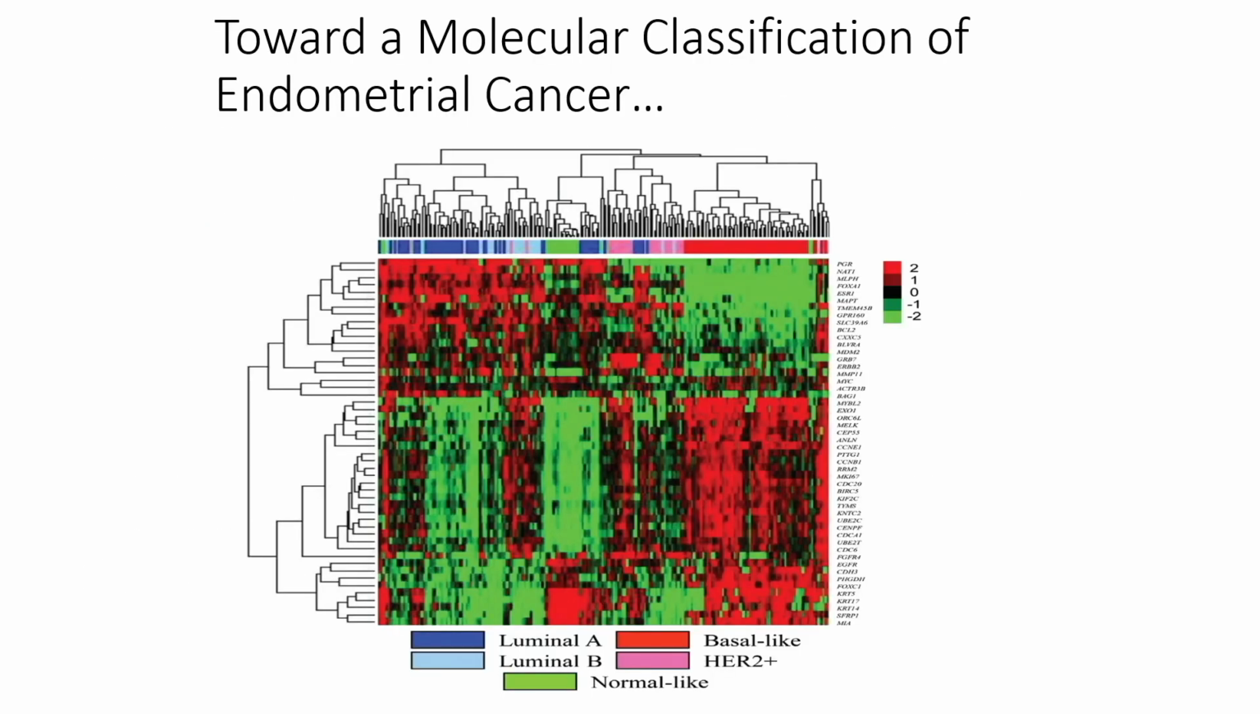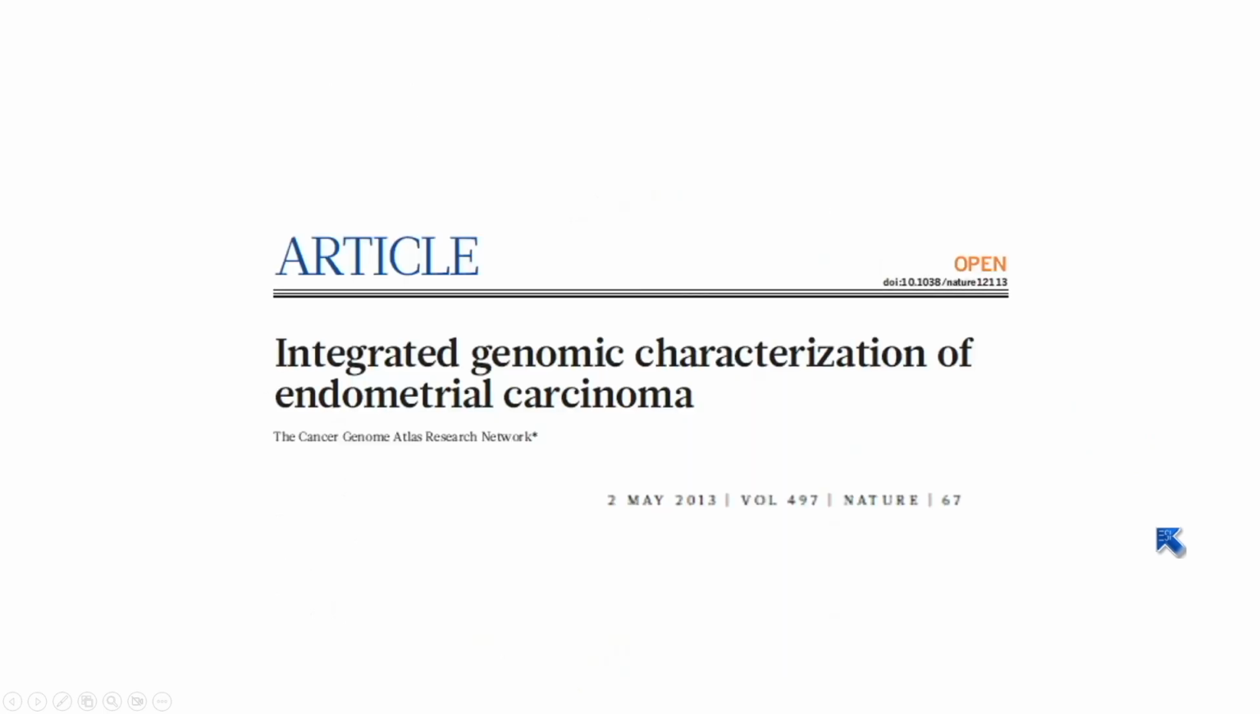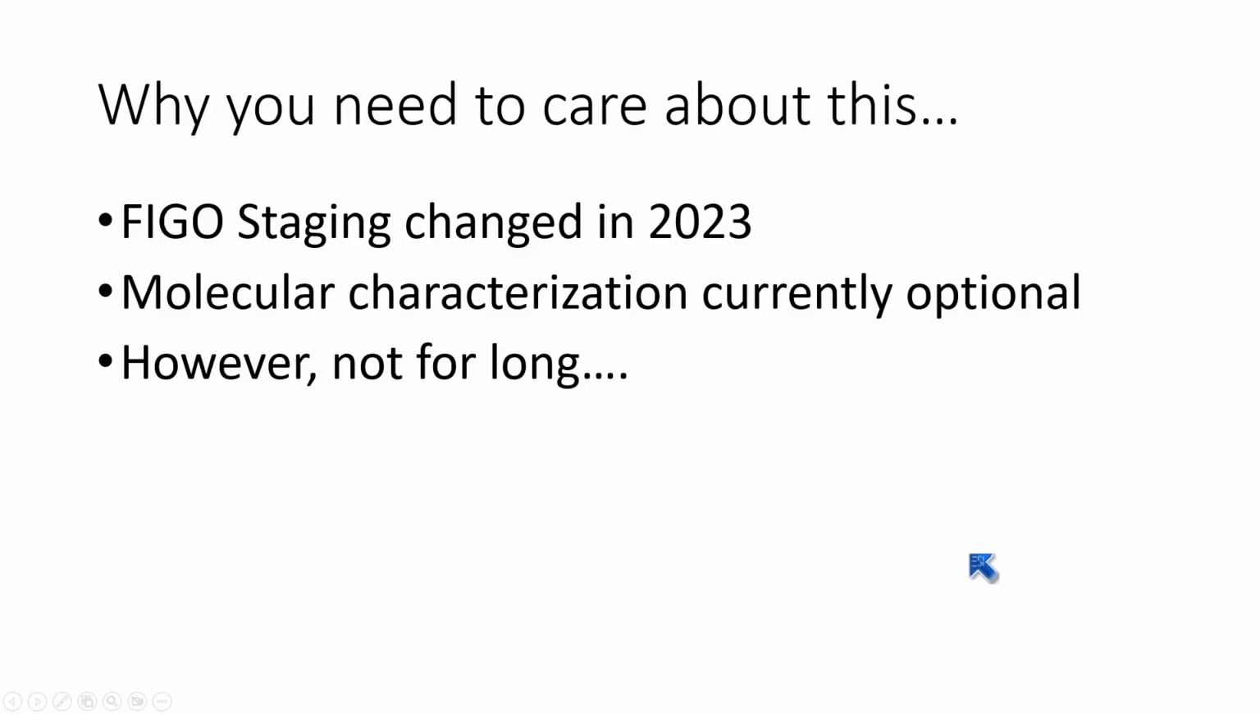Okay, so all of you have seen the breast cancer work towards the molecular classification of breast cancer. Now we have our heat map. This one is of breast cancer, but we also have a similar heat map now of endometrial cancer. And here is the publication that came out a bit ago looking at genomic characterization of endometrial carcinoma, which is going to affect us if it's not already affecting you.